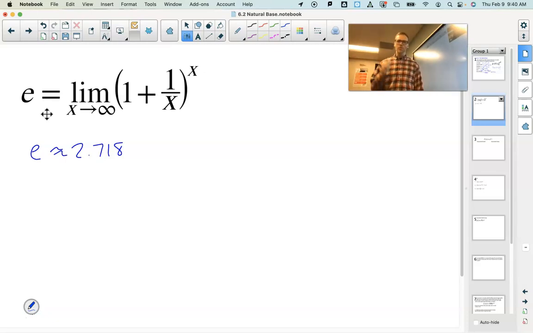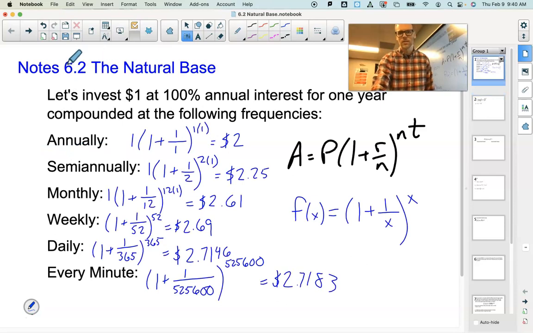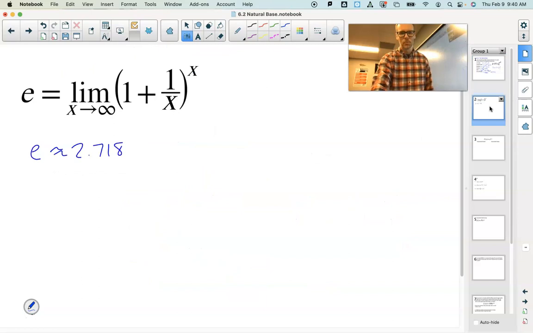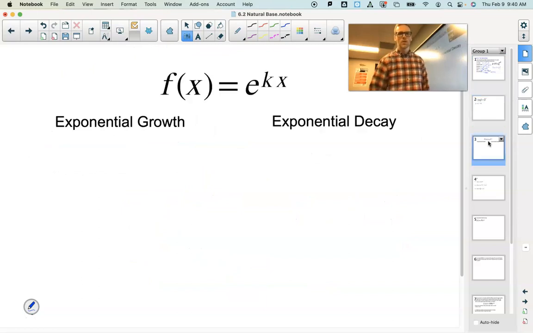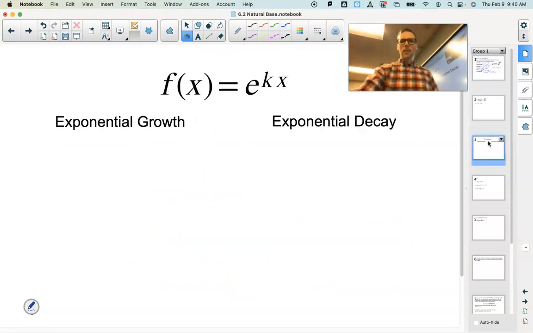But it's called the natural base because it shows up in all kinds of places in mathematics where maybe we might not even expect it. Notice I titled this section 6.2, the natural base. e is the natural base. So, if it's a base, we should look at it as the base of an exponential function. So let's call this function f of x, and we're going to say it's e to the kx.